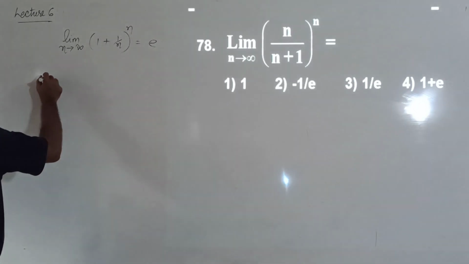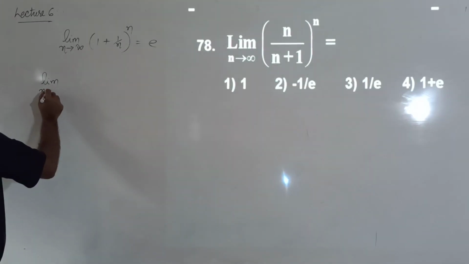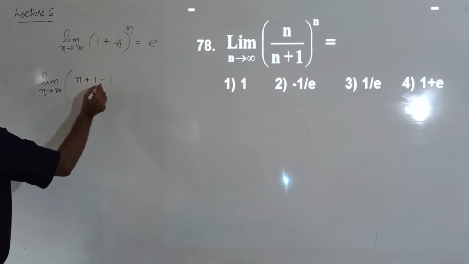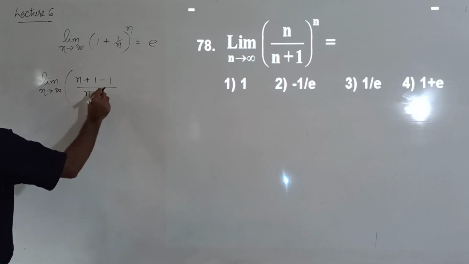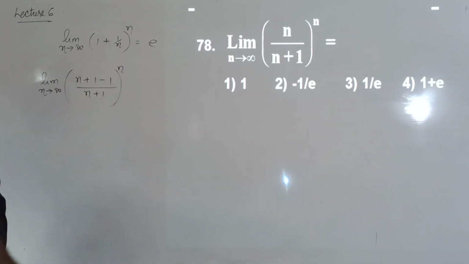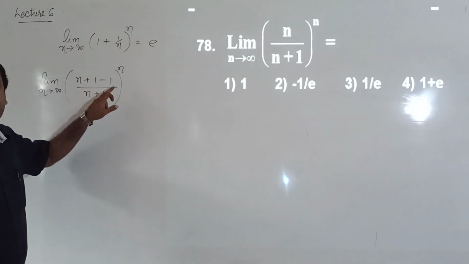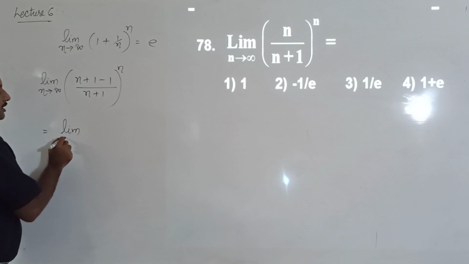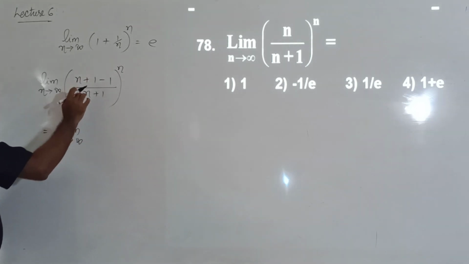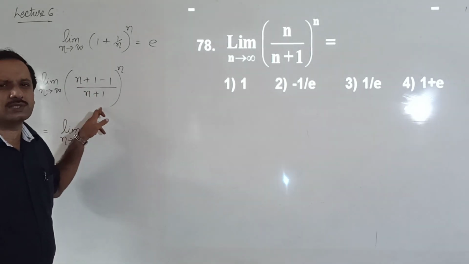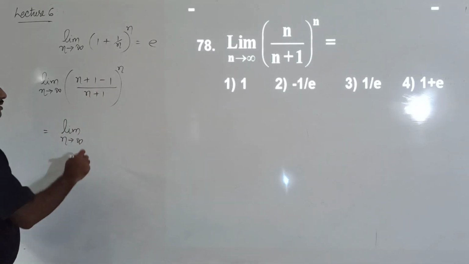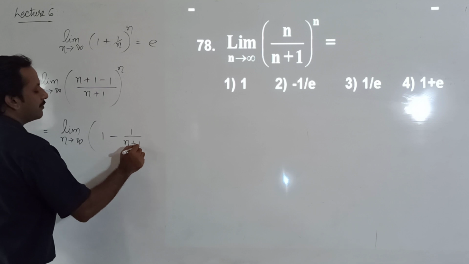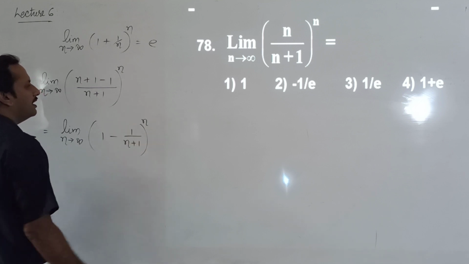So what I do is, in the given problem, I will write it like this: n plus 1 minus 1 divided by n plus 1 whole power n. I am adding 1 and to compensate it I am subtracting 1. Now I will split this into two terms. I can write this as n plus 1 by n plus 1 minus 1 by n plus 1. Okay, that will give you 1 minus 1 by n plus 1 to the power n.